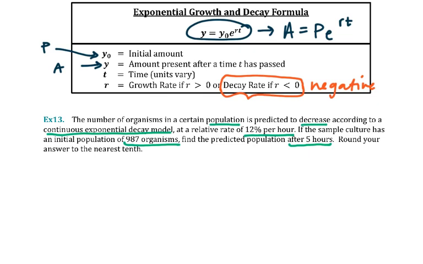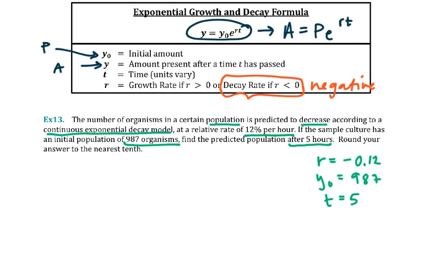So I'll just list what we know here. We know that our rate R is going to be negative 0.12. So for decay, we use negative, and then for that 12%, we move the decimal left 2 places. We know the initial population, or y sub 0, is 987. And we know how much time will be elapsing. It will be 5 hours.